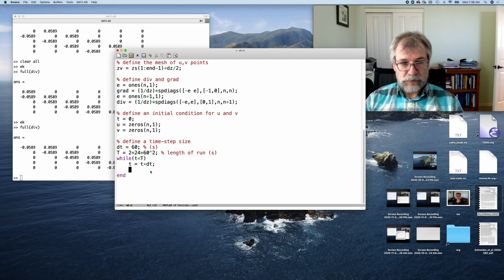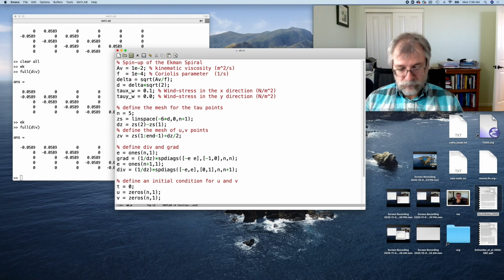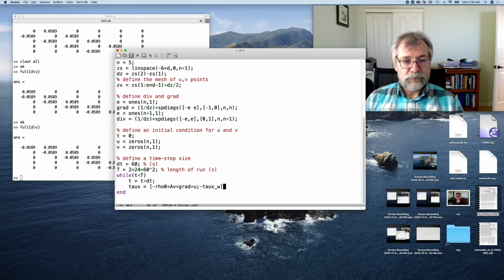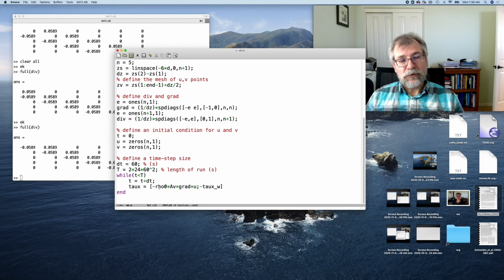Alright, so define, not u, the tau. So tau x is equal to minus rho 0 star av star grad star u, like that. And then we want to concatenate to that the wind stress. So semicolon minus tau x wind, I think. Is that what I called it? Tau x, oh, w. Alright, so this tau x here is going to be 1 longer than the u point. So the gradient is going to return 5 taus, and then we're going to add at the surface, which is the last point, the wind stress.